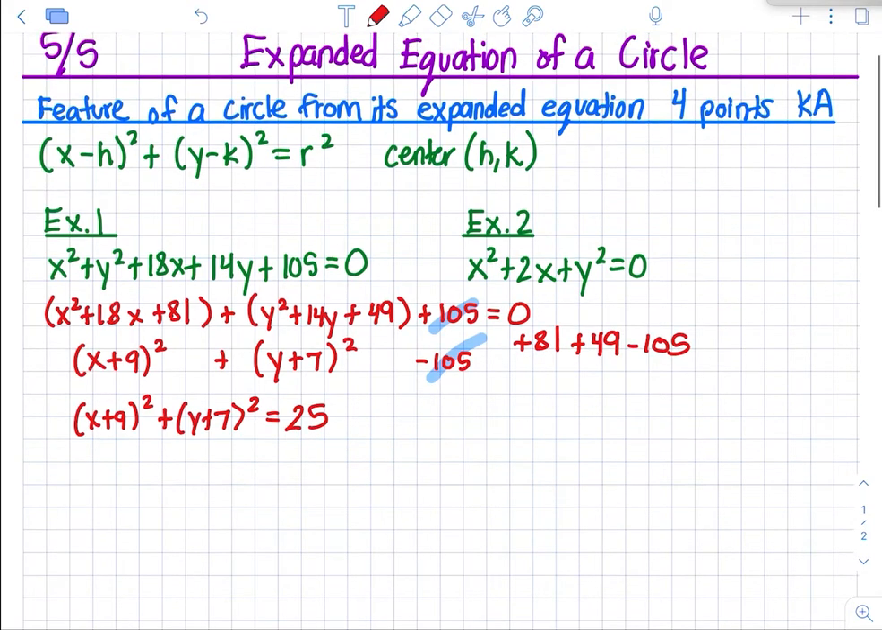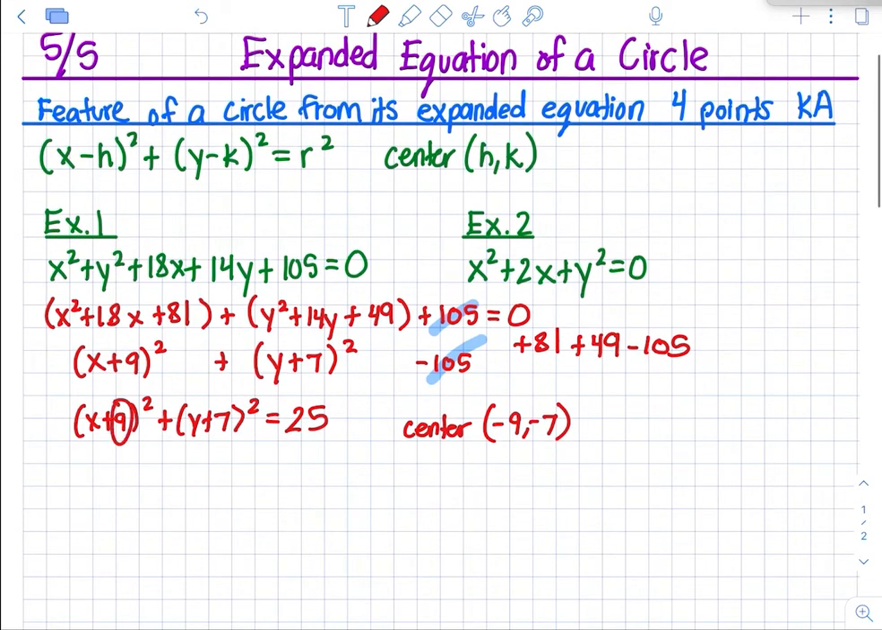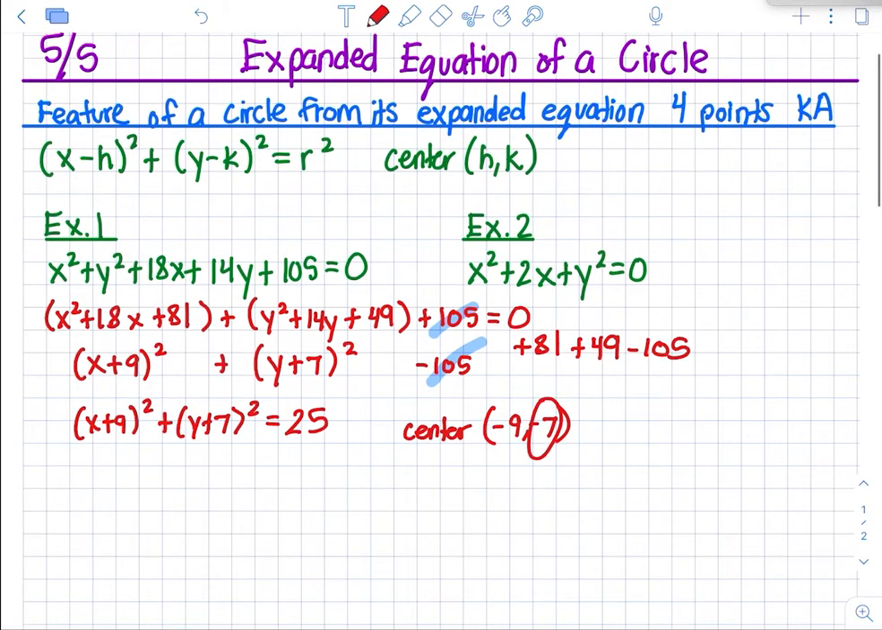So to cap it off, your center is going to be -9, -7. Notice that it's +9, but to get it into center form, it's the opposite of that, and this as well. And your radius is equal to, now remember, in the equation, r squared is equal to 25, right? So that means you have to square root 25 in order to get the r. So square root of 25 is 5. So your center is -9, -7, and r is equal to 5.